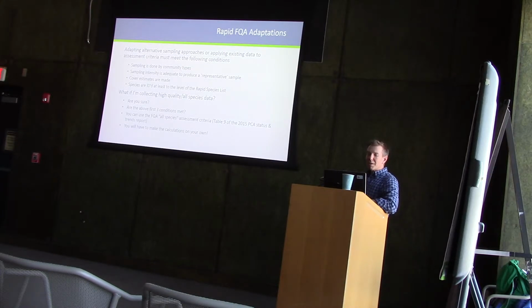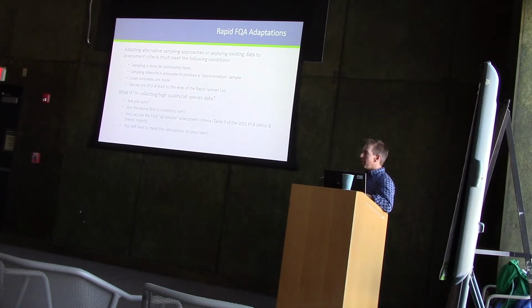And you might say, hey Mike, I'm collecting this high quality all species data, or we have an older data set that has some really high quality data. My first question would be, are you really sure? Just double checking. But if you're really sure, and as long as those first three conditions are met above, I'd say go ahead, and we have the all species criteria for the same communities. Those are the criteria that we use when we do our surveys.